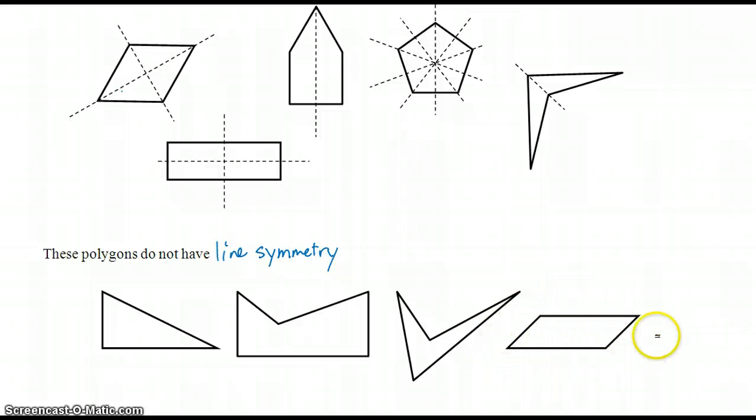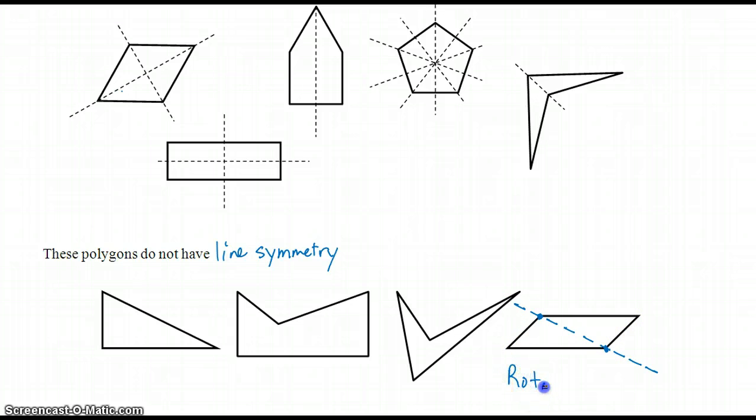Be careful. A shape like this last one looks like it has line symmetry. If I connect from this point to this point, these two halves are congruent to each other, but I don't have reflection or line symmetry. If I folded this shape in half on this line, this side would not match up exactly onto this side. This shape does not have line symmetry.